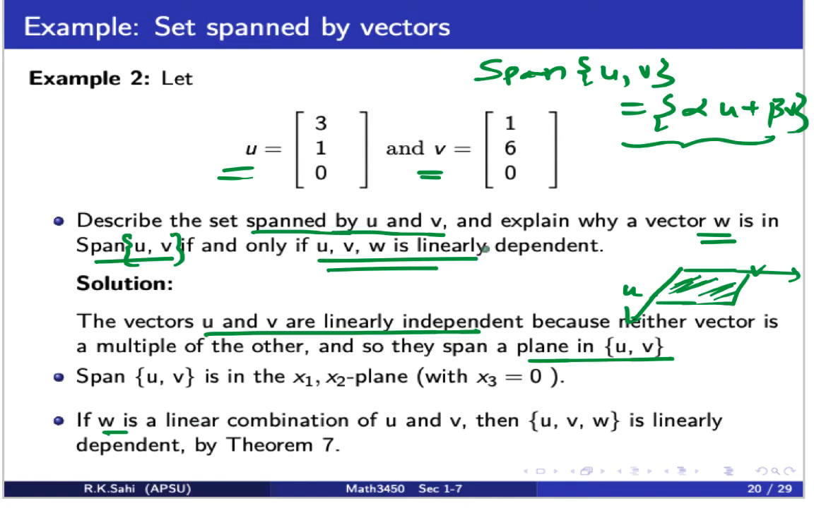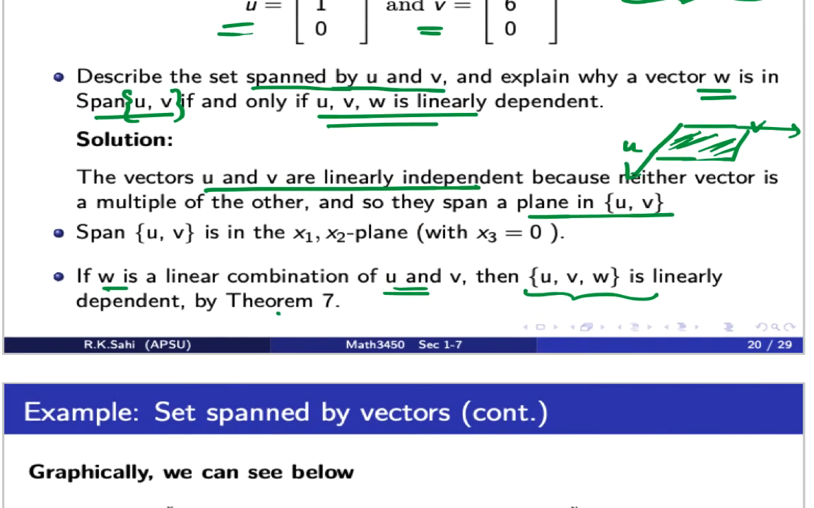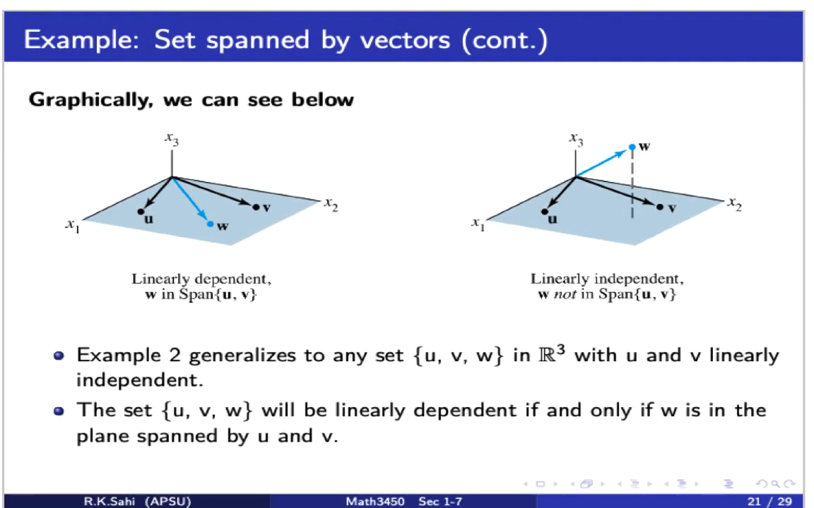Now, the next is to explain why a vector is in the span if and only if the vectors are linearly dependent. If W is a linear combination of U and V, then by Theorem 7, the set of vectors is linearly dependent. Okay, let's look at how it looks in a graph.